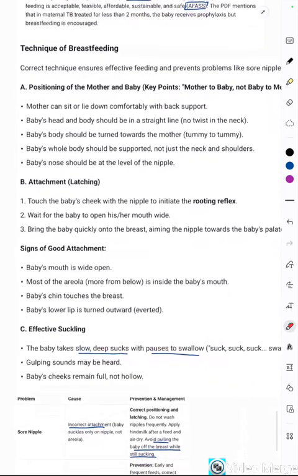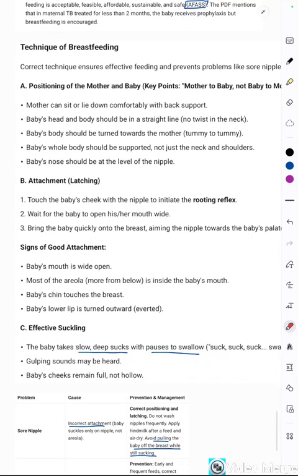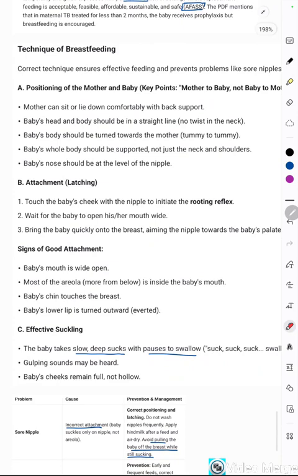Then the techniques of breastfeeding. So correct positioning of the mother and baby should be present. Mother can either lie down or sit. The baby's head and body should be in a straight line, that is the occiput, shoulder blades, and the buttocks should be in a straight line. The baby's body should be turned towards the mother, that is tummy to tummy position.